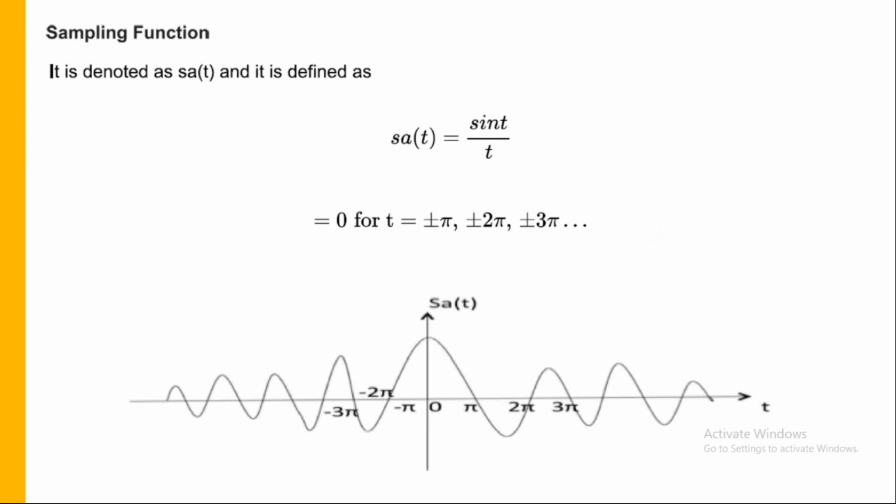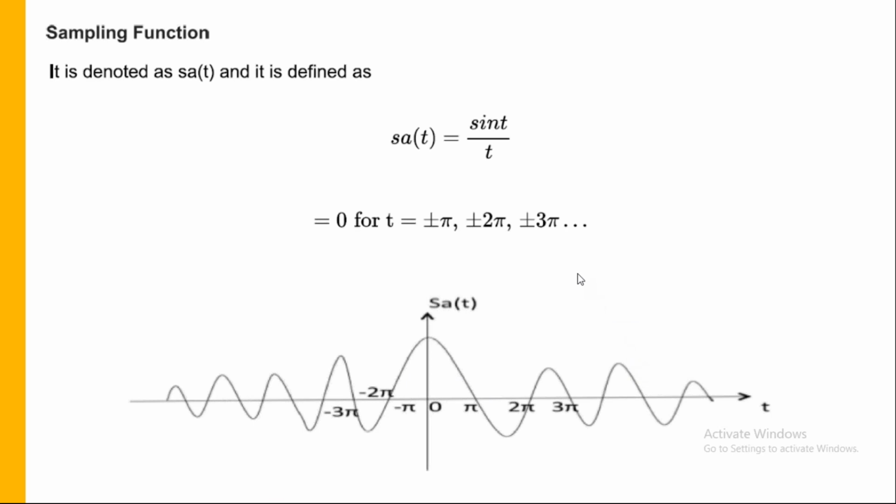The next function, which we call the sampling function. Now try to understand the difference between the sinc function and the sampling function. In the sinc function we have sine pi t by pi t, but here we have sine t by t. So try to understand, more or less the waveform will look the same, but they are not exactly the same.